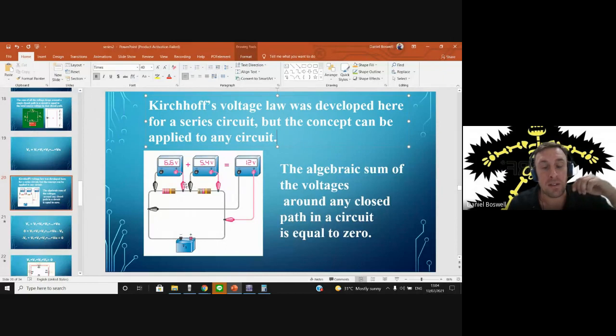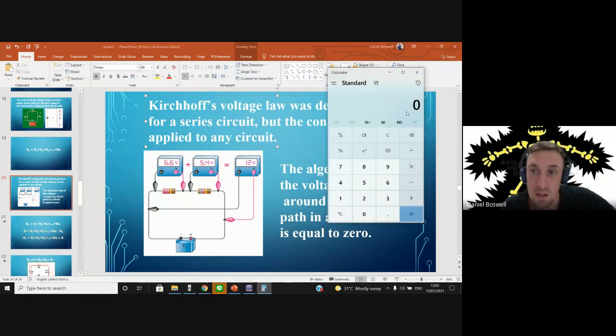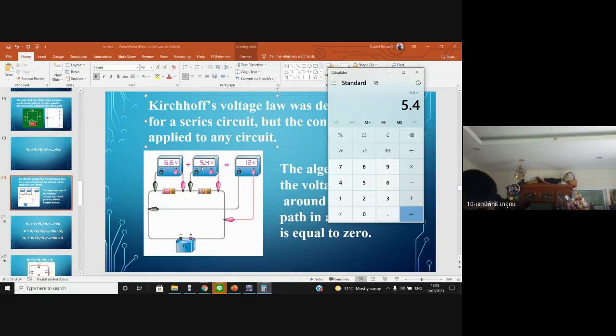Okay? So here we have a 12 volt supply. Let's say this is R1 here, we get a reading of 6.6 volt drop. Okay, so we can do this on our calculator, or I can do it on the screen actually, it'd be better. 6.6 plus 5.4. 6 plus 5, 6 plus 4 is 10. Yeah, 12 volts.